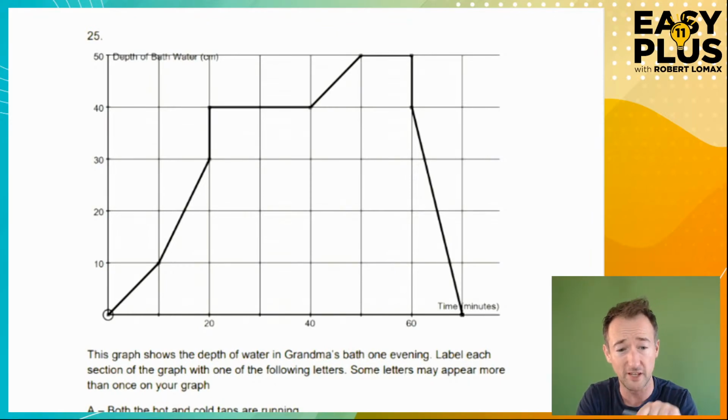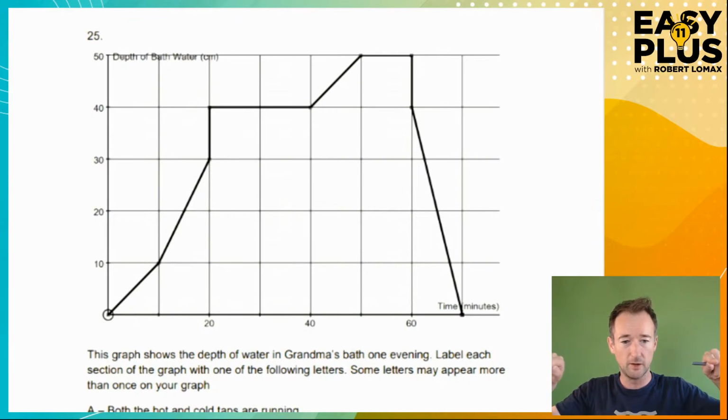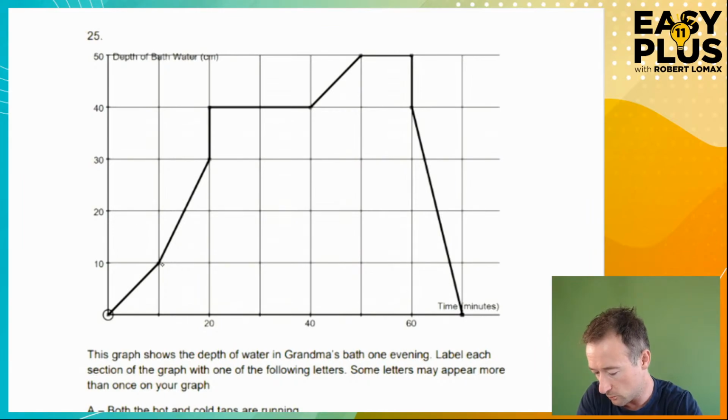The bath would have to get narrower for this to be the case. For it to fill more rapidly, it would have to be like that, and then it would have to be like that. So no bath is shaped like that I've ever seen. So why would it suddenly fill more quickly? Because she's turned up the taps, or she's turned on another tap, something like that.